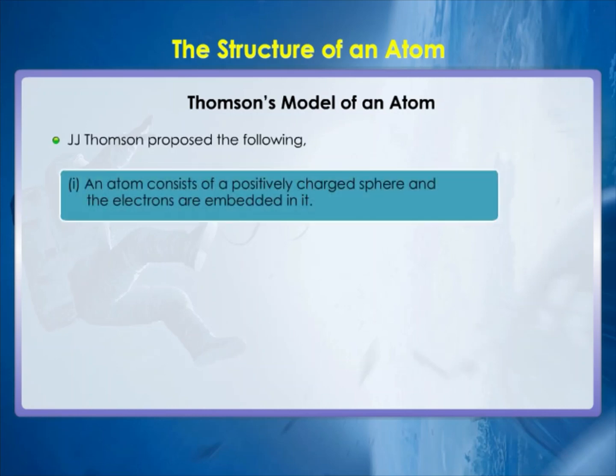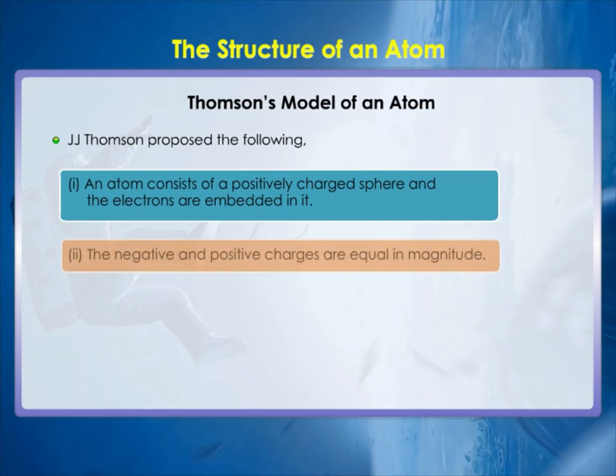Thomson proposed that 1. An atom consists of a positively charged sphere and the electrons are embedded in it. 2. The negative and positive charges are equal in magnitude. So, the atom as a whole is electrically neutral. Although Thomson's model explained that atoms are electrically neutral, the results of experiments carried out by other scientists could not be explained by this model.